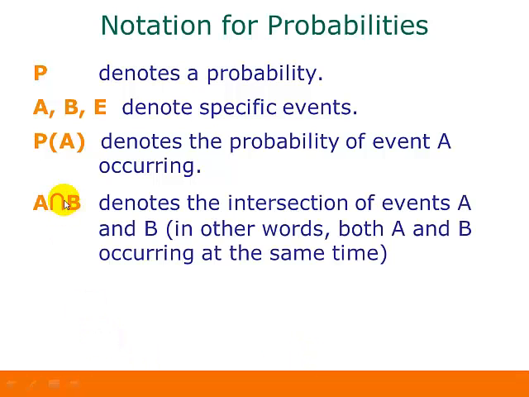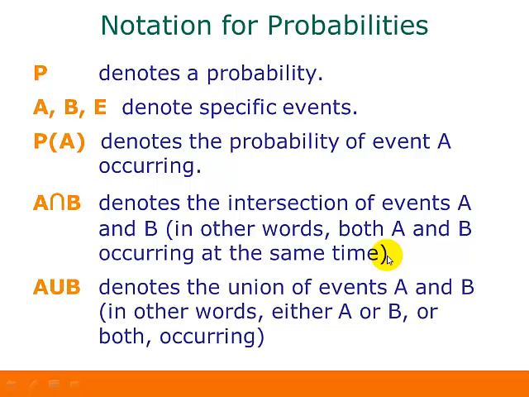The upside down U stands for an intersection. So if we say A intersection B, we're looking at the intersection of events A and B. In other words, where both A and B are occurring at the same time. Now when we use a U, that's A union B, and that means that either A or B or both are occurring.